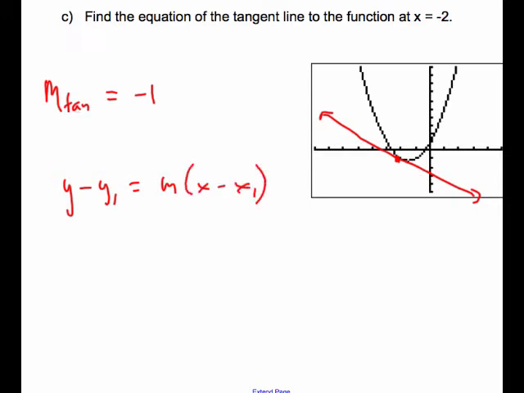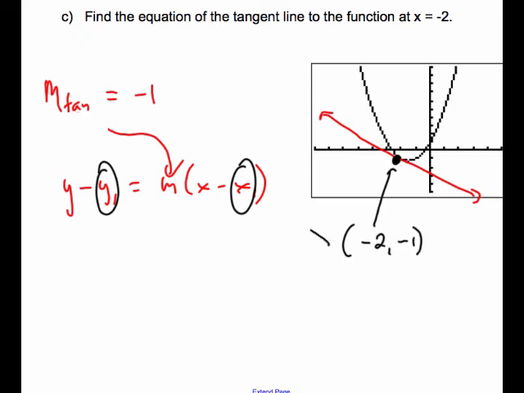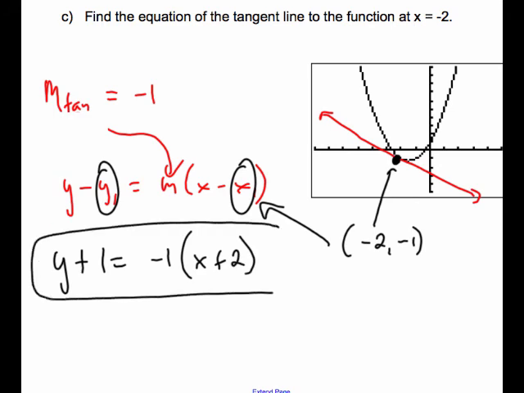There's the equation of a line. I know that I need the slope, and I need to have one point. And of course the point I want to use is the point of tangency. So I'd need to know the coordinates of this point, which we've calculated before, negative 2, negative 1. So that can be popped into the formula as y plus 1 equals negative 1 times x plus 2. And there's my equation of the tangent line.